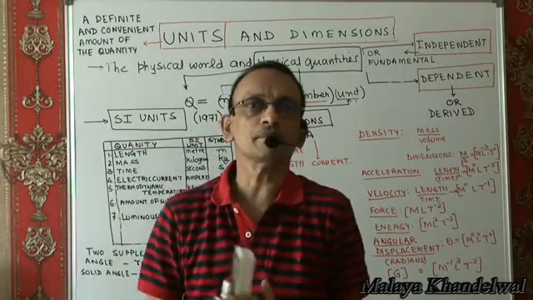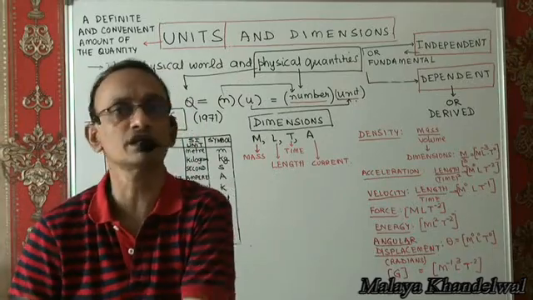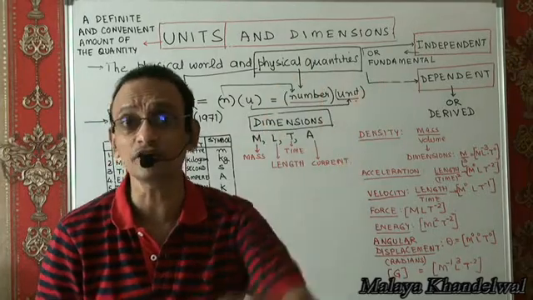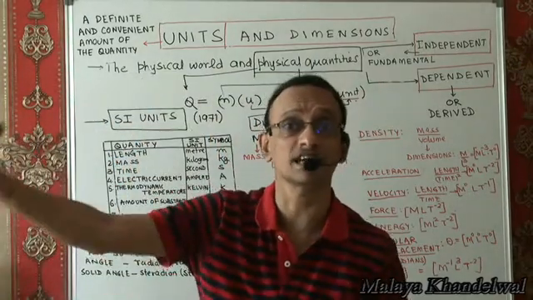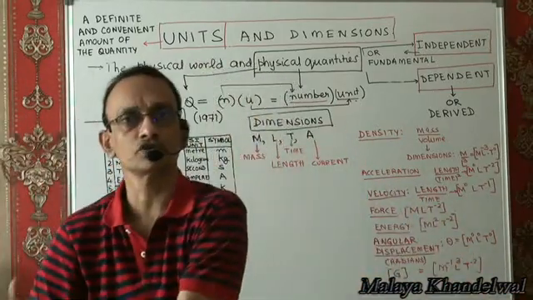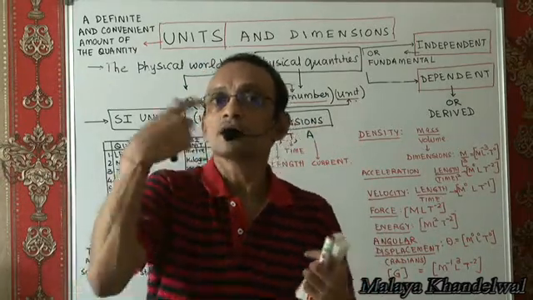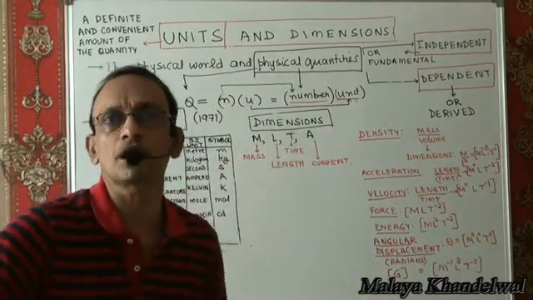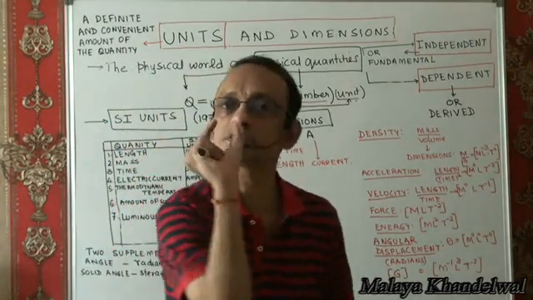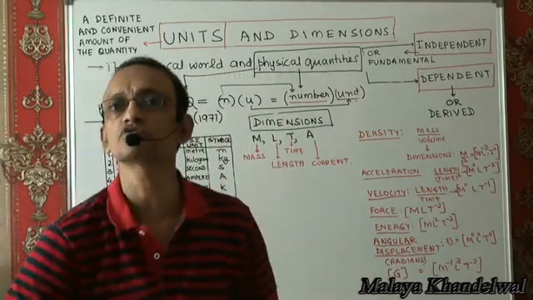So when we talk of a mass of 5 kgs, there are two aspects of it. There is a numerical value 5, and there is kg, right? So there is a unit and there is a numerical value associated with it. So, the amount of a physical quantity Q has two important aspects. There is a number associated with it, and there is a unit associated with it.